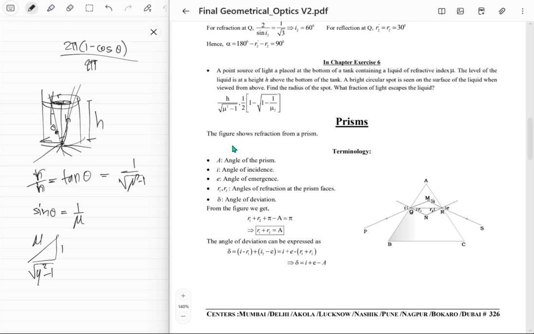So we do count the light which actually got absorbed by this container. Well, that is also included in here. Nice.